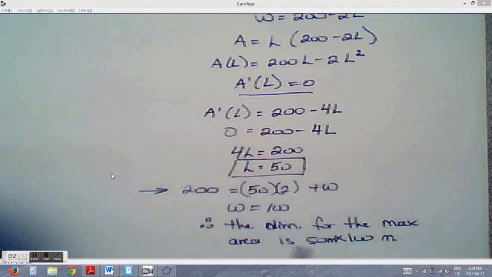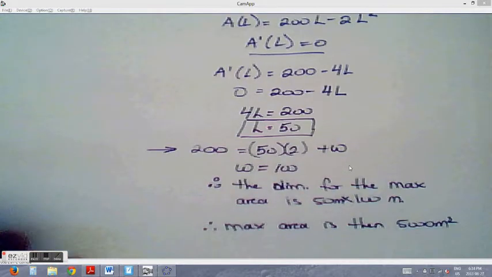And if we wanted to just multiply those, the maximum area is then 5,000 meters squared if we really wanted to complete it. So the maximum area is then 5,000 meters squared.